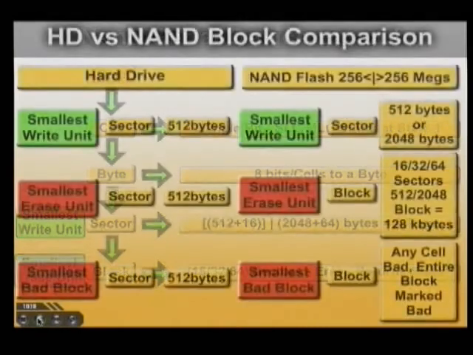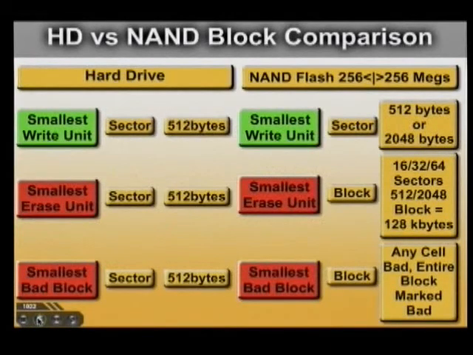As we start to break this down and compare it to a hard drive, still today, pretty much, except for the Western Digital 4K drives, you're dealing with sector sizes of 512 bytes. That's your smallest erasable unit, and that is also the smallest bad block. When you have a bad block on a hard drive, it marks 512 bytes, and that's it. But that is not the case when you're dealing with NAND.